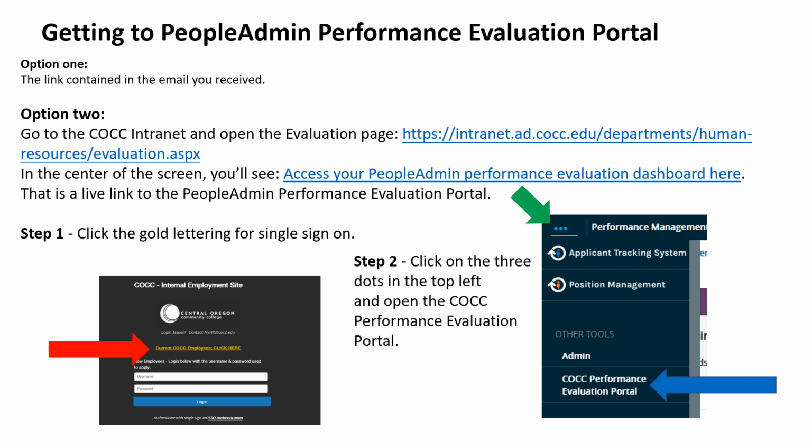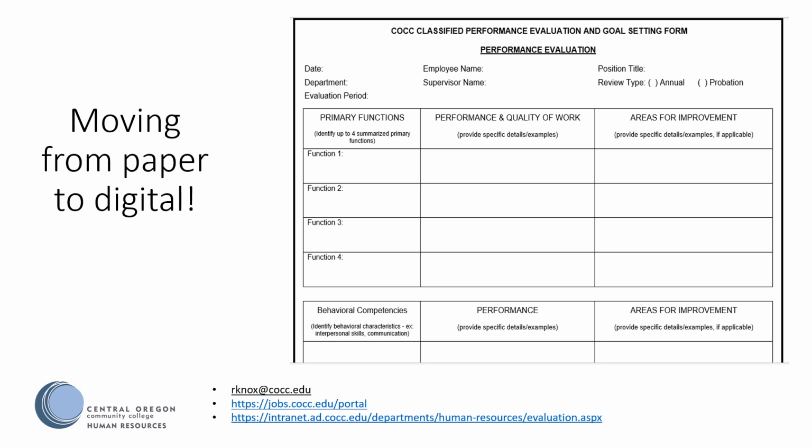Notice the green arrow pointing to the top corner of a PeopleAdmin screen. Click on the 3 blue dots. A drop-down menu will appear. Note that the blue arrow on the right side is pointing towards the COCC Performance Evaluation Portal. Click there to open your personal performance evaluation portal. Now you know a couple of ways to get into PeopleAdmin, including some troubleshooting options.